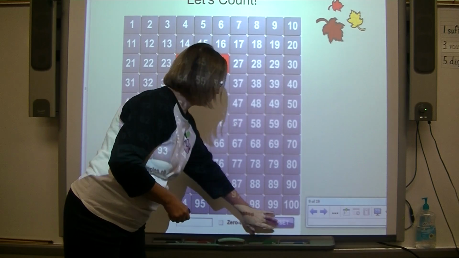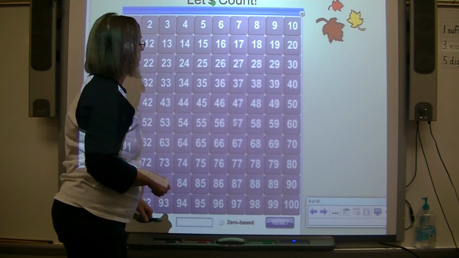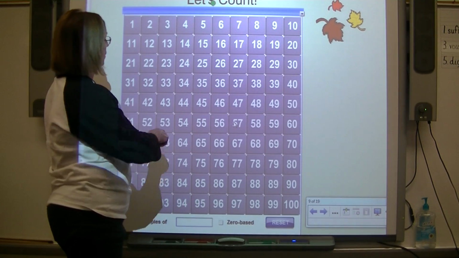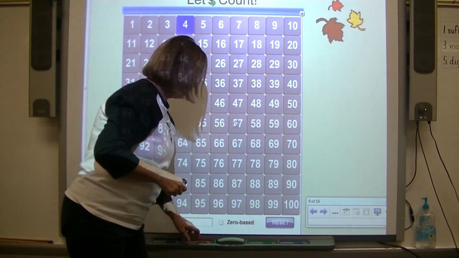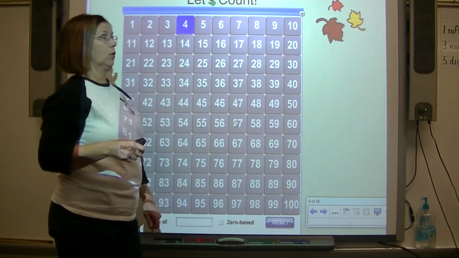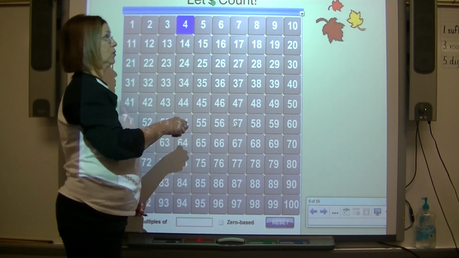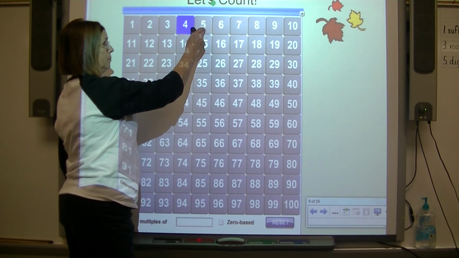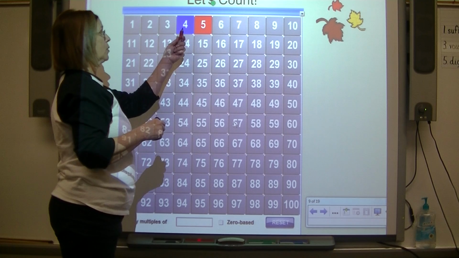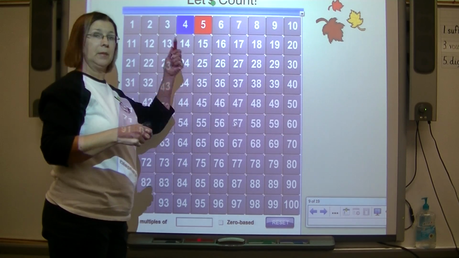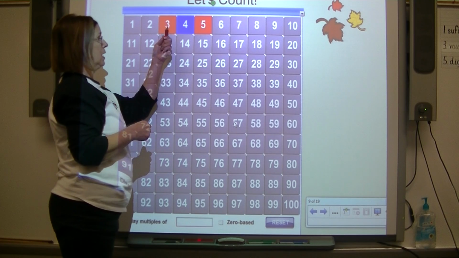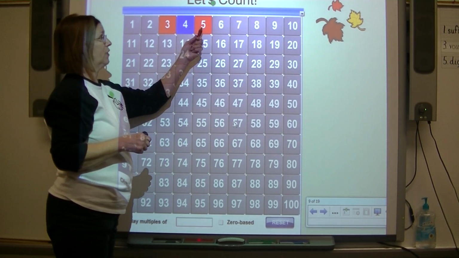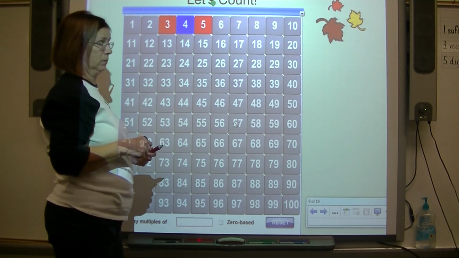Let's practice another one. Okay, let's do 4. What is the number that is one more than four? That means four plus one. One more means count up. Five. What's the number that's one less than four? That means count back one. Three. Three is one less than four. Five is one more than four.